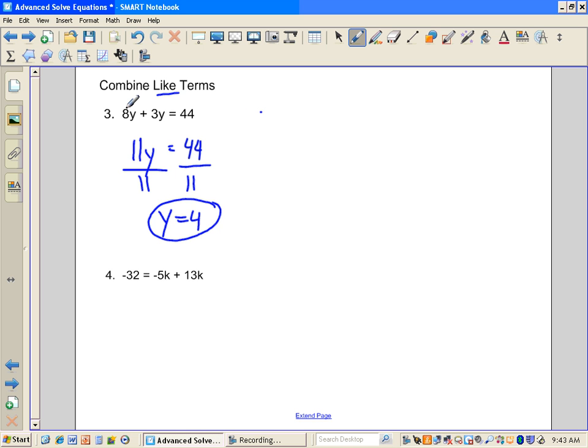Still can check my answer. 8 times 4 is 32. 3 times 4 is 12. 32 plus 12 is 44, so that works.